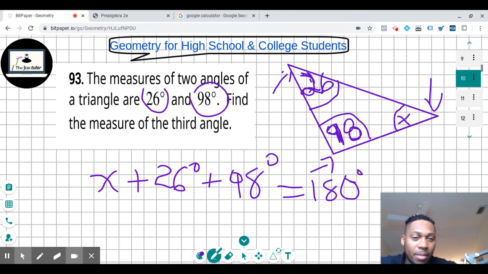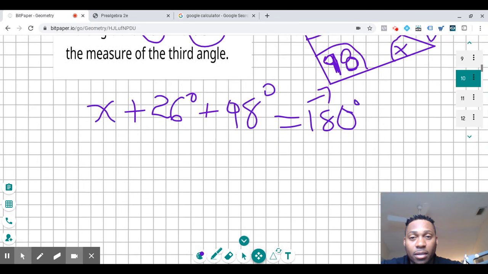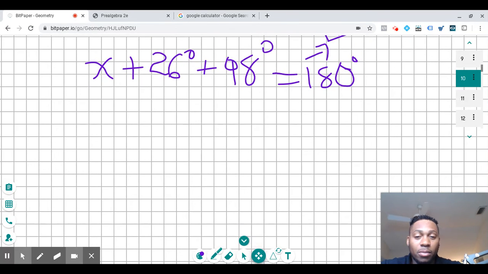In this example, I drew this by hand, so it's not really showing the 26, right? But you get the idea though. So x plus 26 plus 98 is equal to 180 degrees. There are multiple ways to solve for x.